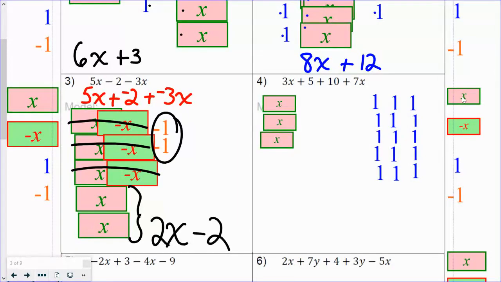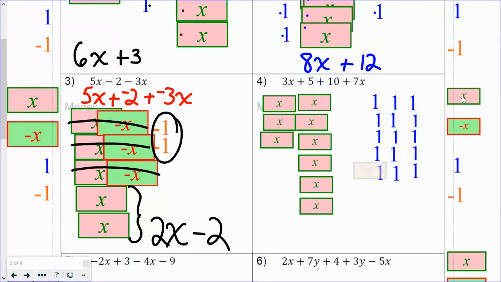Alright, so that did our first 3 terms. The last term is 7x. I'm going to add 7 of these x's now. Notice I'm not going to have any 0 pairs. We're not going to be able to cancel anything on this one. So we're just going to add them all up. So how many x's do I have? Well, 2, 4, 6, 8, 10. We have a 10x plus, and then how many ones? 5, 10, 15.